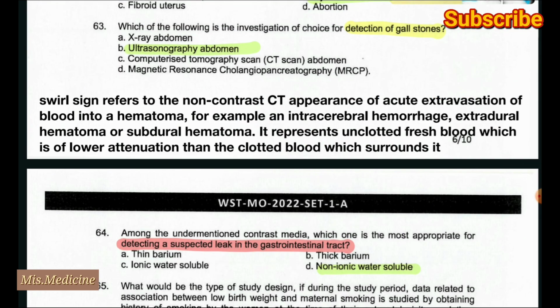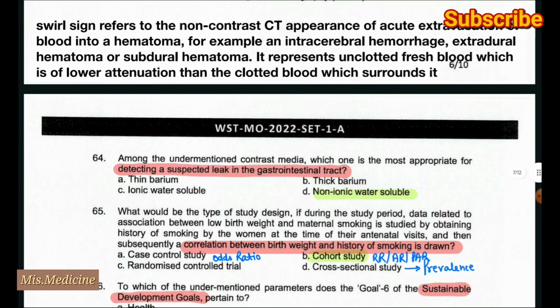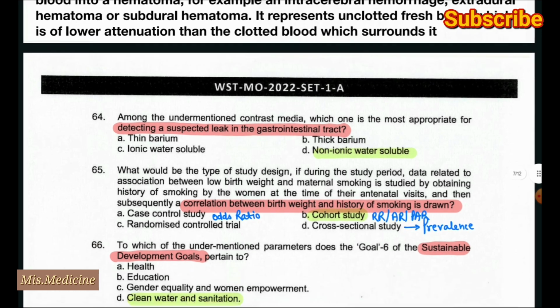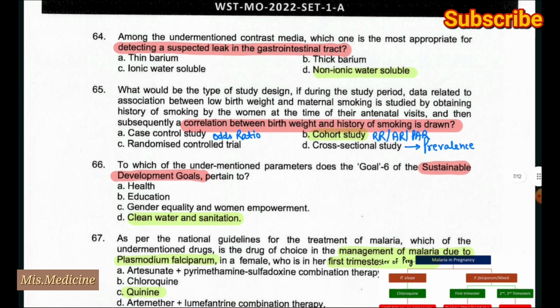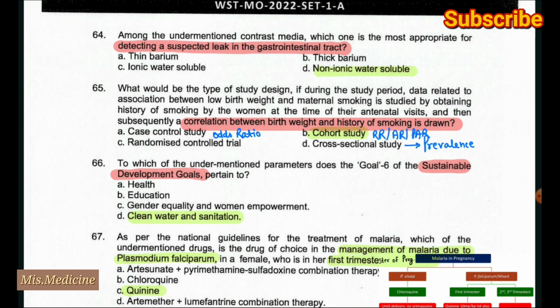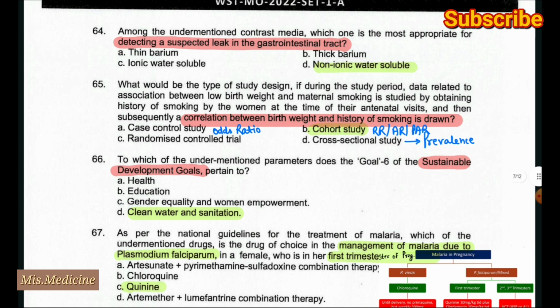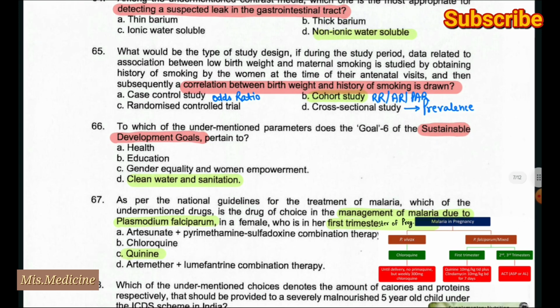Swirl sign refers to the non-contrast CT appearance of the acute extravasation of blood into a hematoma, like an intracerebral hemorrhage, extradural hematoma, or subdural hematoma. Next question. Among the undermentioned contrast media, which one is most appropriate for detecting a suspected leak in the GIT tract? Non-ionic water soluble.